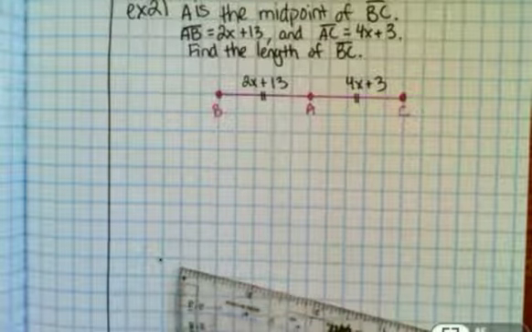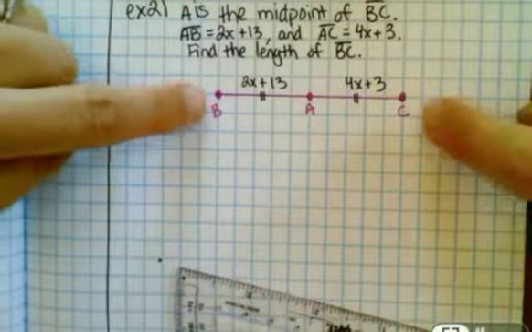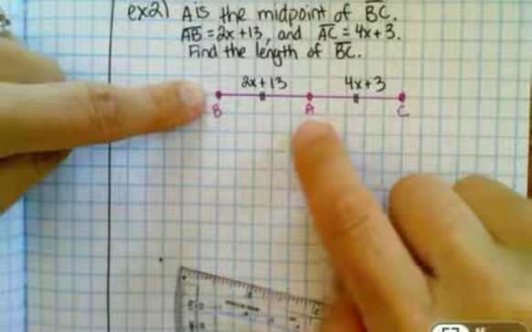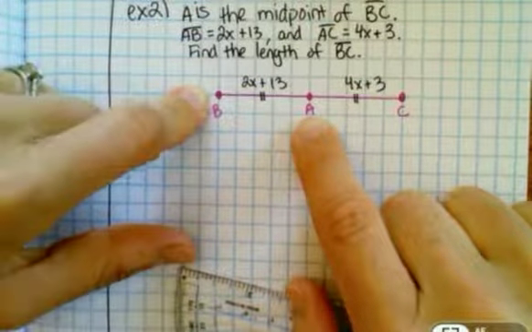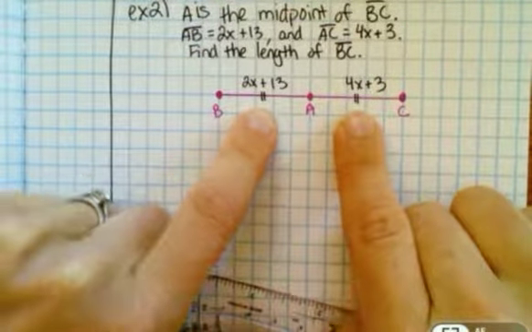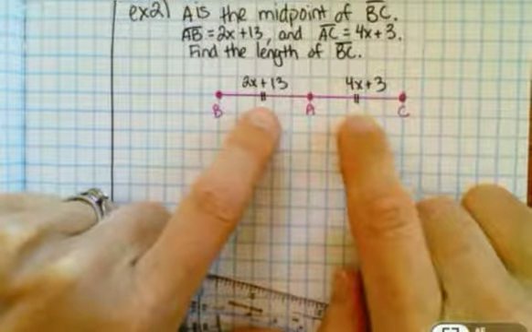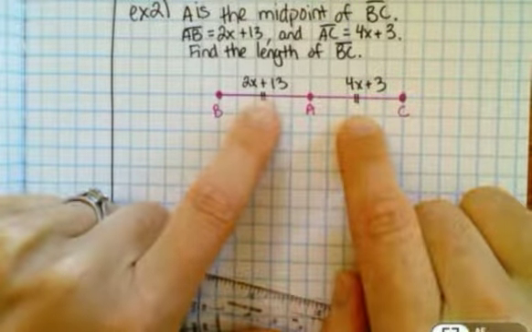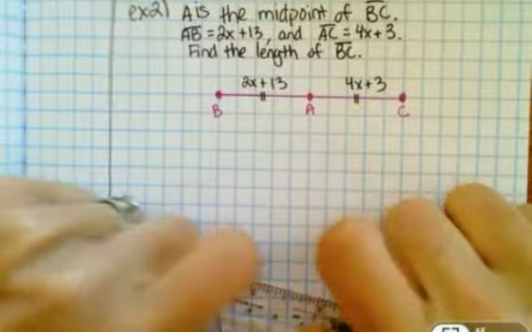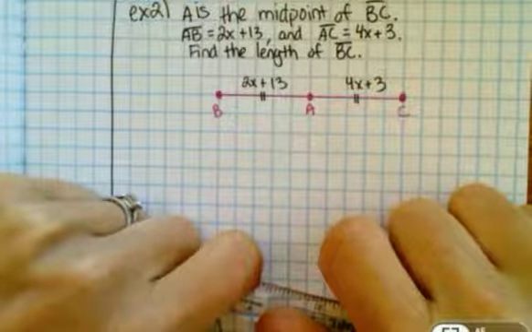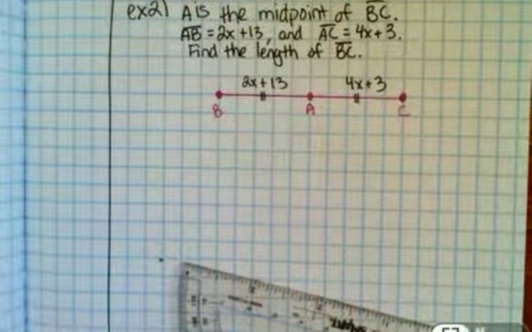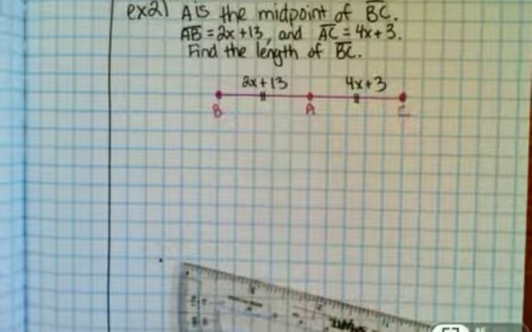So hopefully your diagram looks something like this. I drew the line segment BC. I've got A as the midpoint, and then I showed that using these markings, and those markings are key. I've got 2 tick marks here, 2 tick marks here, showing that these 2 segments are congruent. And then I wrote the expressions above each segment showing what we know about them. So here, what we know actually is that those 2 segments are equal to one another.